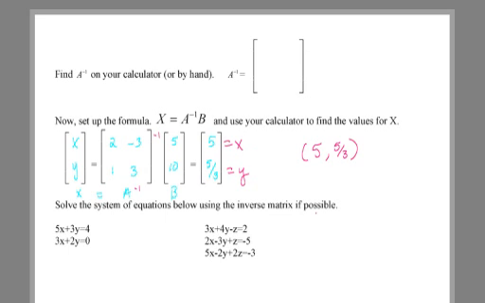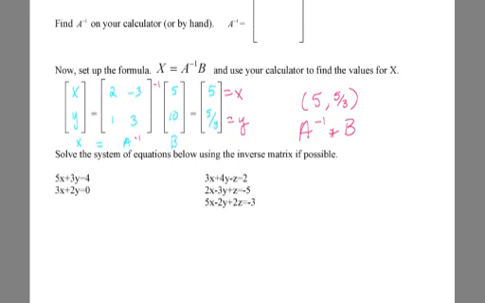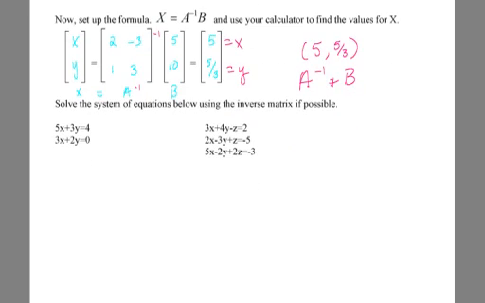What you will have to do is extract A, put it in your calculator, extract B, put it in your calculator, and then on your home screen type in A inverse times B. That'll give you your solution. So let's practice with this one. Matrix A will look like 5 3 3 2. Matrix B will look like 4 0. So let's go to the calculator, type in A and B.